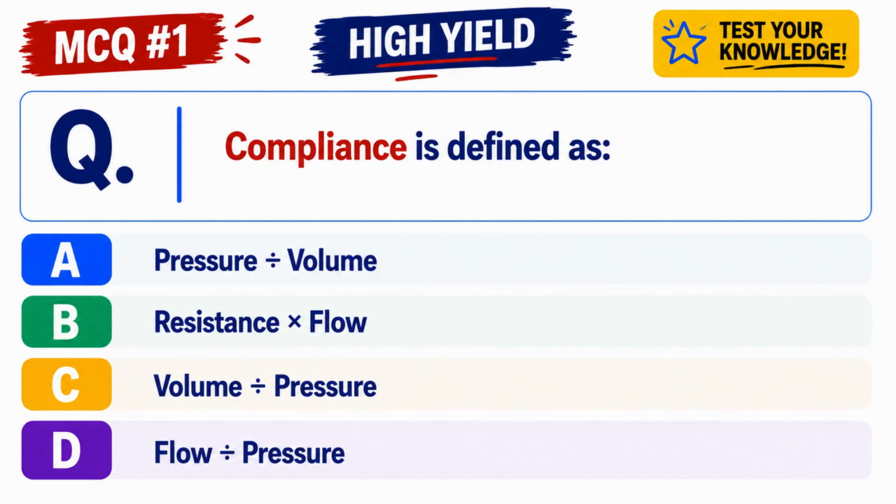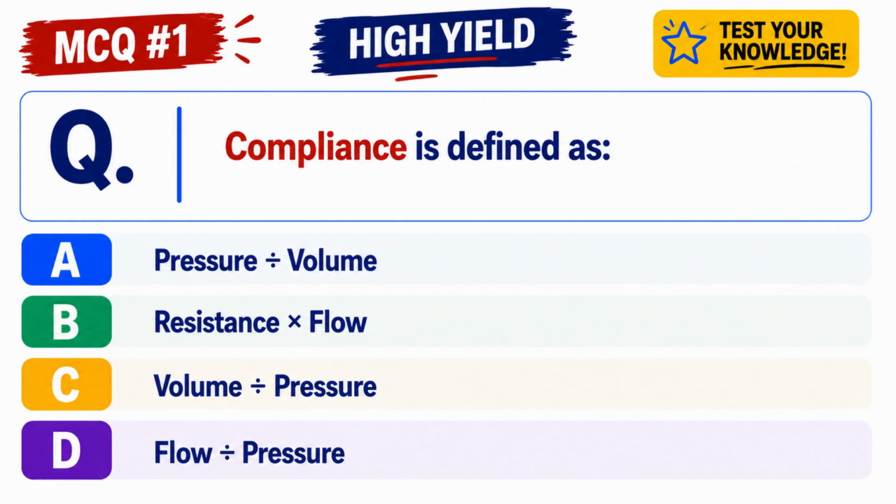Let's go. Question 1. Compliance is defined as: A. Pressure divided by volume. B. Resistance times flow. C. Volume divided by pressure. D. Flow divided by pressure. Pause if you need to think.